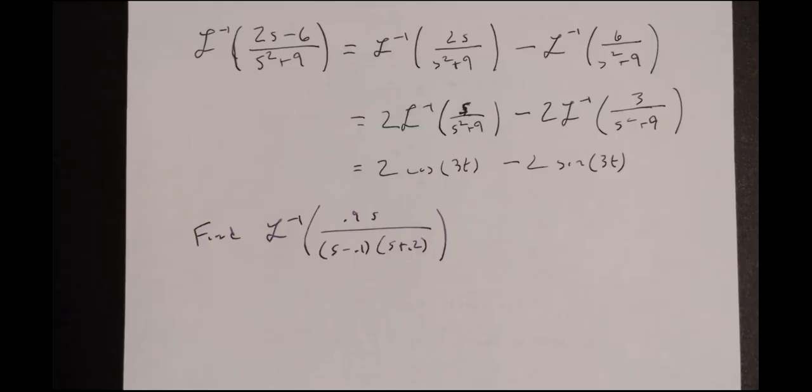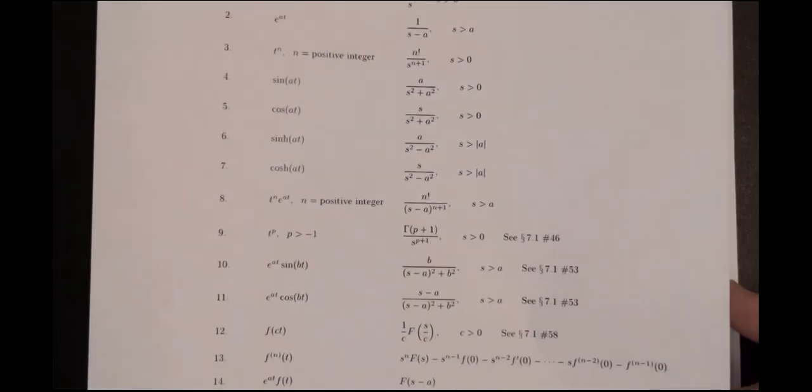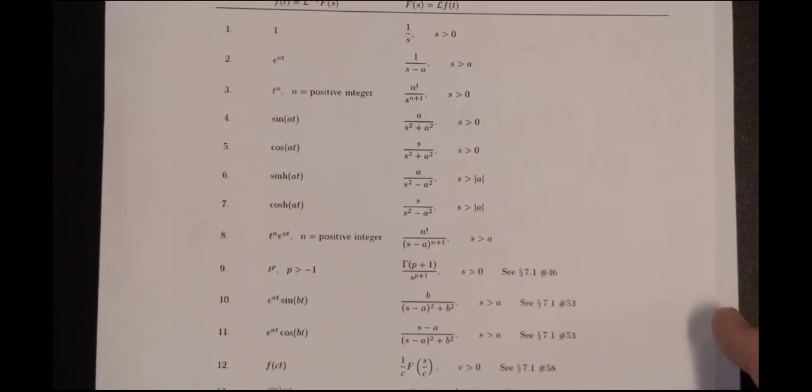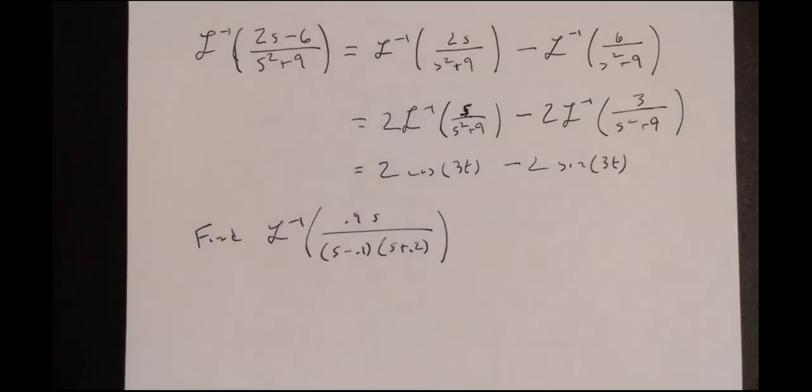What I don't see anywhere on here is a product in the bottom. Please notice in all of these Laplace transforms, all the way up through number 12, I've got s minus a, s squared plus a squared, s squared minus a squared. I've got s minus a to a power. I don't have s minus a and s minus b in the bottom. And that's really what this is. So how do I make that look like this?